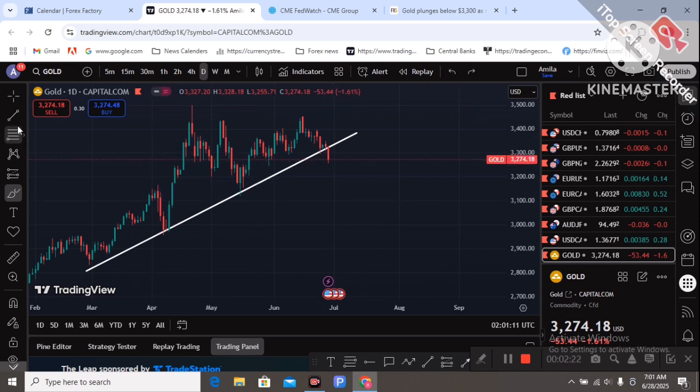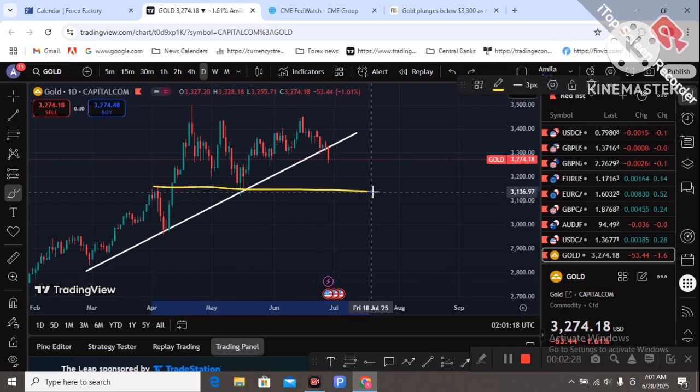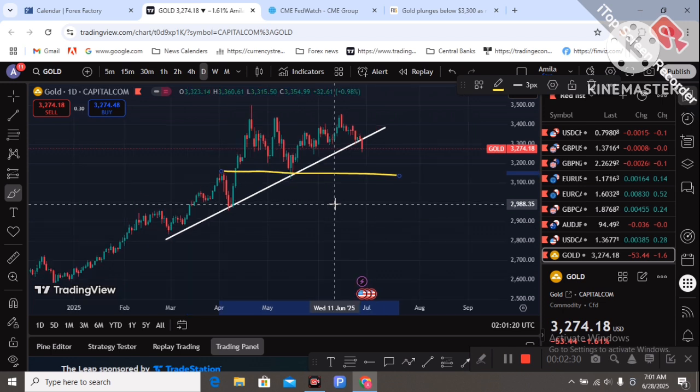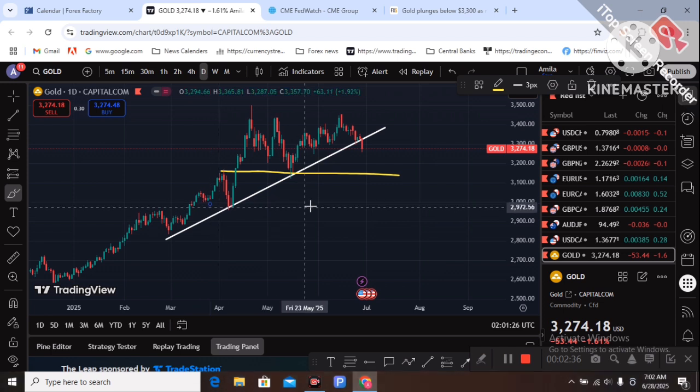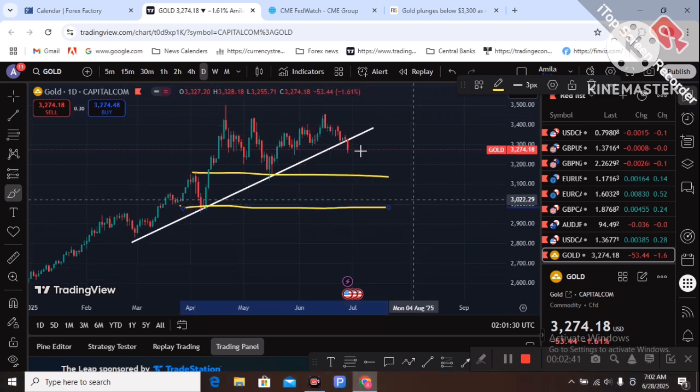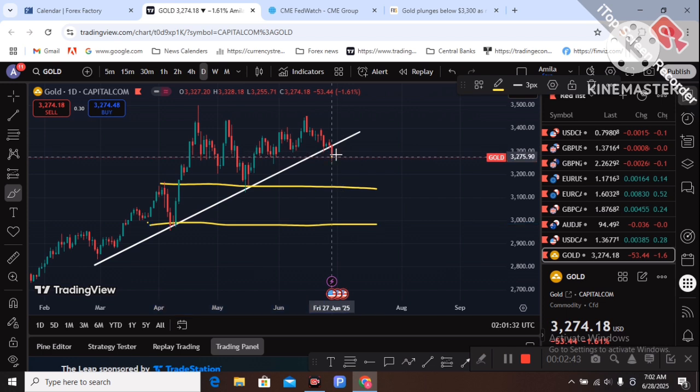So if safe haven demand continues next week, with the Iran Israel war on the other side, gold can be pushed to the upside again. You should remember that. So this is the downside target on the daily chart: 3,200 and 3,150 can be targets with sell pressure, a retest, and a drop on the daily chart.